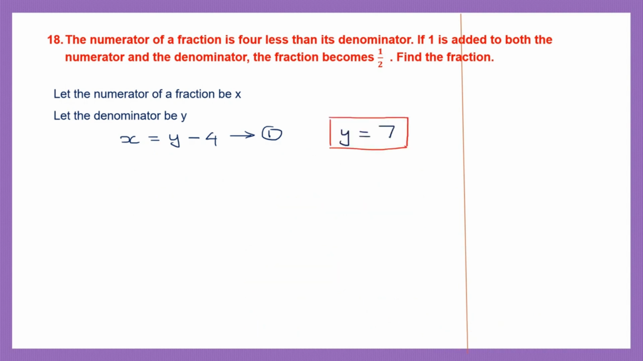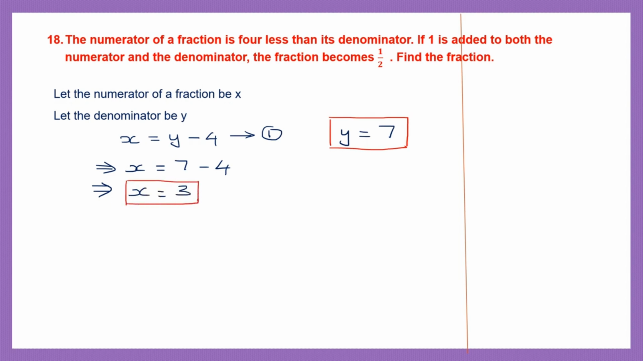Now that we have found the value of y to be 7, we're going to substitute that value in this equation. So we can use this equation, and instead of y, we're going to write 7. So let's do that now. So x is equal to y minus 4, that is 7 minus 4. So we have found the value of x. x is equal to 7 minus 4, which is 3. So we have found the value of x also.